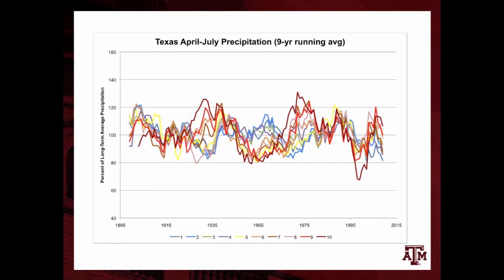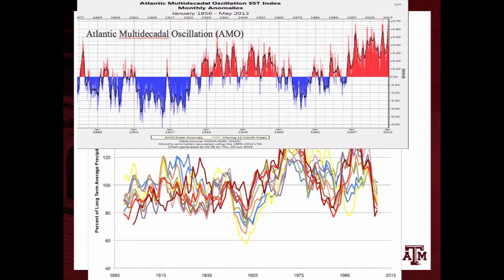There's not nearly as much variation in April through July. It's also not very strongly related to sea surface temperatures. But then we get into August through November, and now our influence mainly comes from the Atlantic Ocean, which also has a multi-decade mode of variability called the Atlantic multi-decadal oscillation. And here the correlation is negative. When the Atlantic is warm, we tend to be dry in the summer and fall.